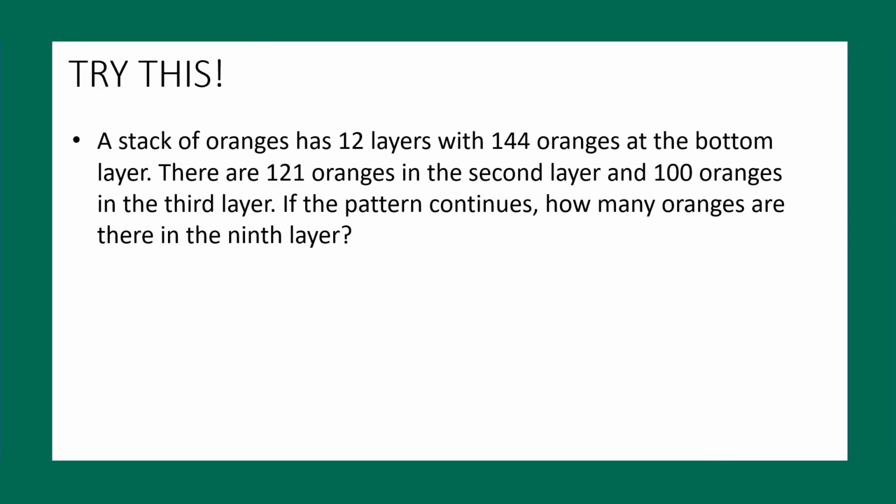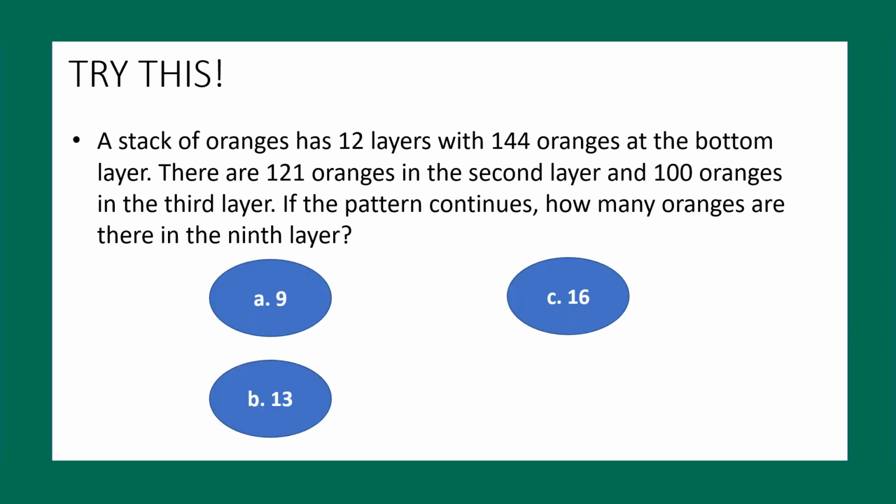Now let's try doing this. A stack of oranges has 12 layers with 144 oranges on the bottom layer. There are 121 oranges on the second layer and 100 oranges on the third layer. If the pattern continues, how many oranges are there in the ninth layer? Is it A, 9, B, 13, C, 16, or D, 20?